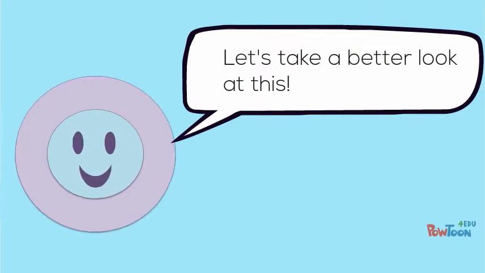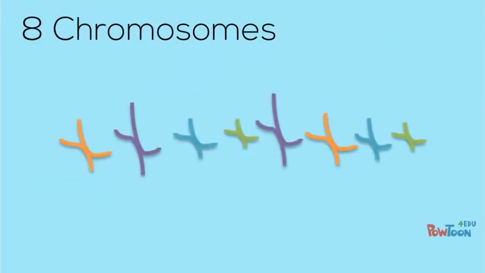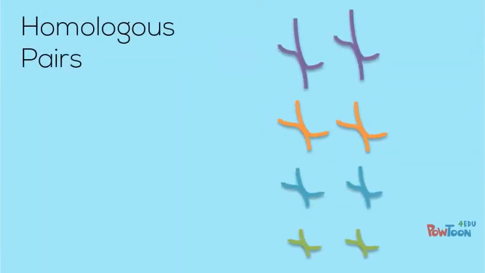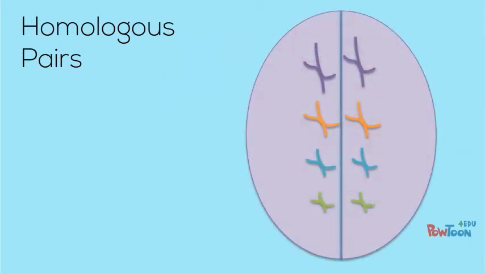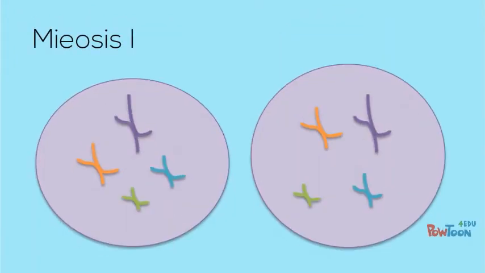So let's say an organism has a total of 2 chromatid chromosomes in a normal somatic cell and it's going through meiosis. During meiosis 1, the chromosomes line up in homologous pairs. Homologous pairs are 2 chromosomes that have the same genetic information. Then the cell splits in half, creating 2 cells. Each new cell has 1 chromosome from each homologous pair, so a total of 4 chromosomes.